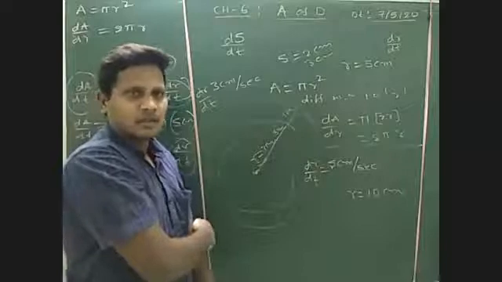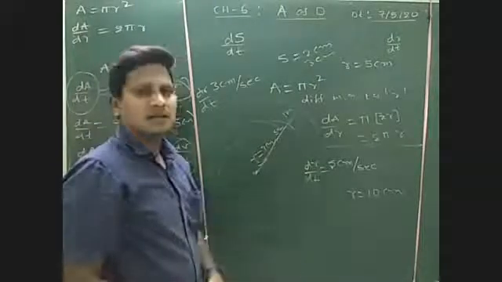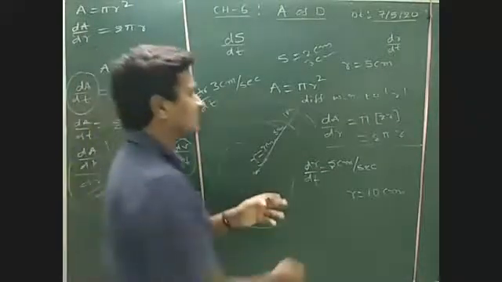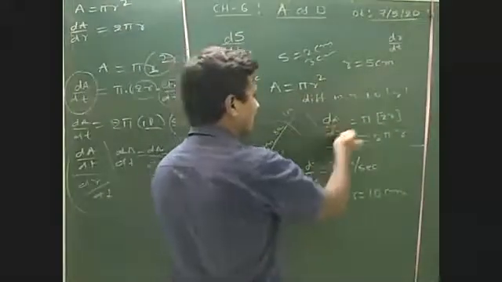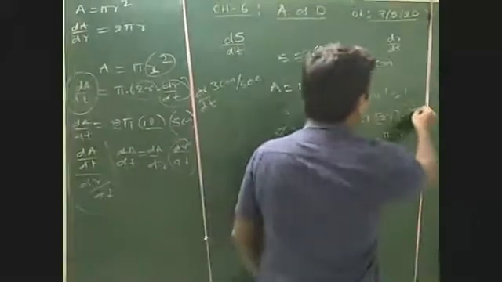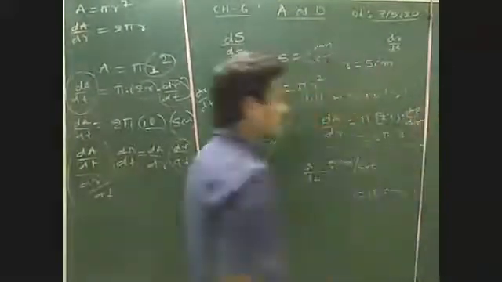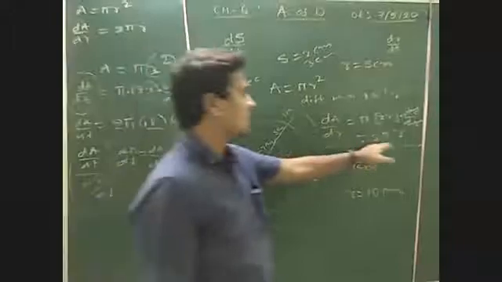So according to the question, we can write the equation. Because here also we can write dA by dr is equal to pi into r square derivative, 2r into dr by dr. Dr gets cancelled, so simply we write 2 pi r.